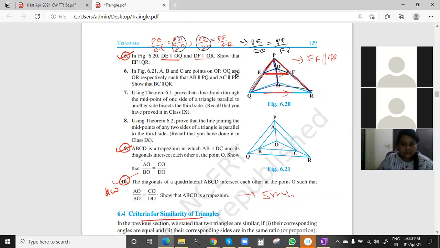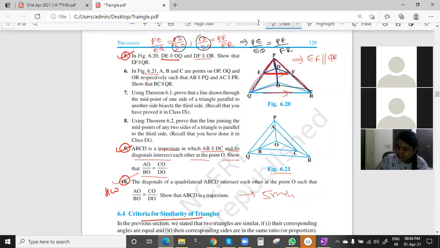For ninth one, ABCD is a trapezium. For this the diagram is not given. This was for question number 6. So we can draw this ABCD trapezium in which AB is parallel to CD, its diagonals intersect each other at O, so that AO by BO equal to CO by OD. So we can draw one trapezium.